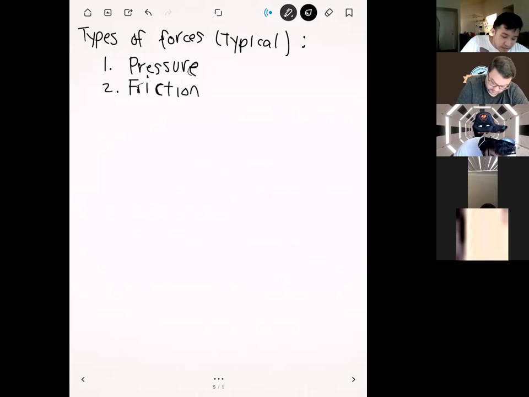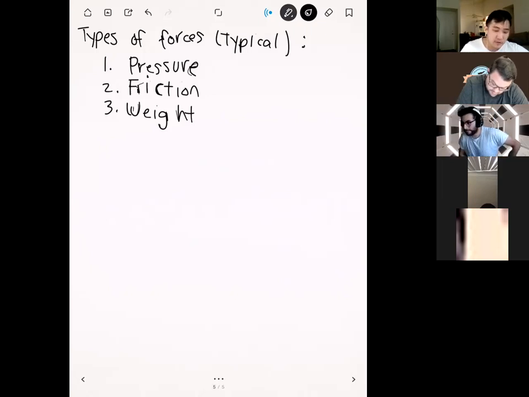The next is friction. Fluids are subject to friction too, and the main driving force for friction is actually viscosity. Another force is the weight. Just like I talked about earlier, when you're pouring water out of a glass, gravity forces can accelerate a fluid.